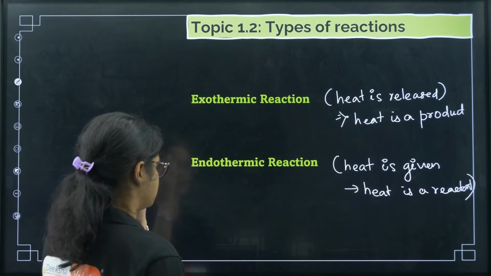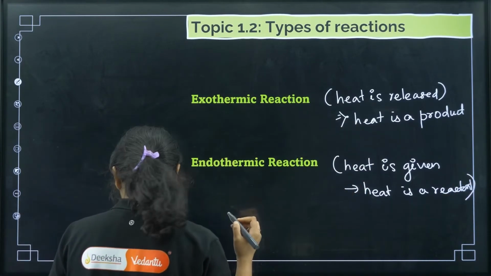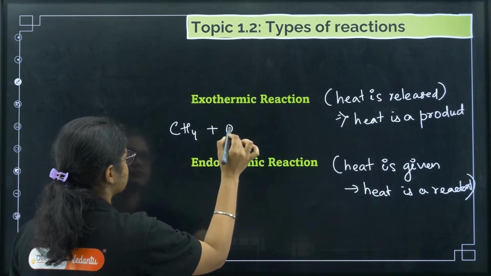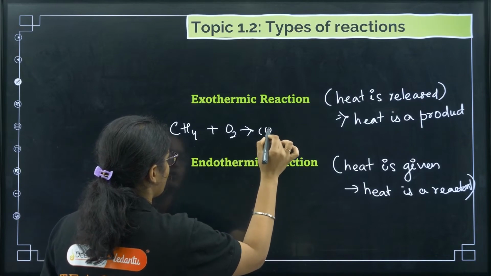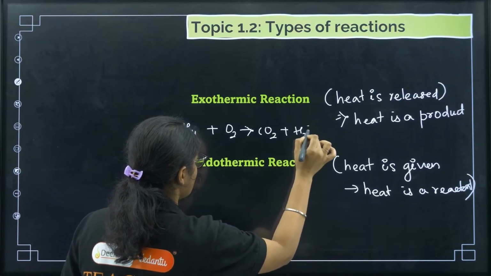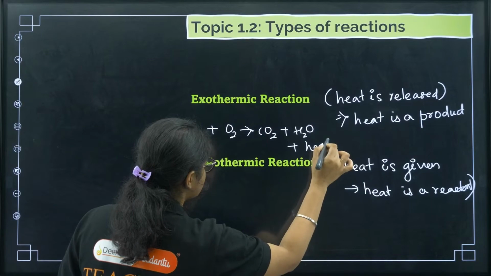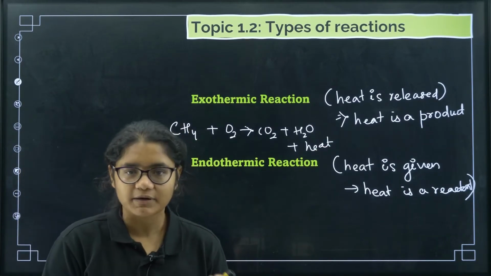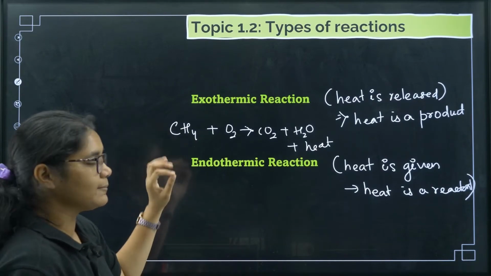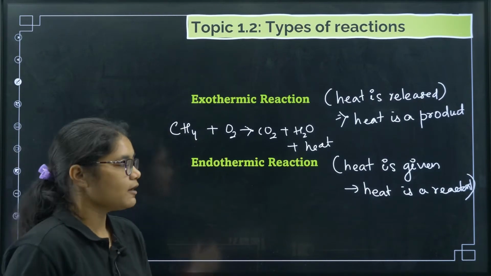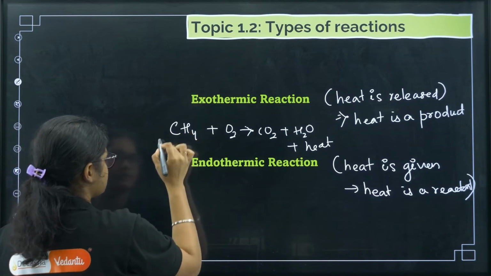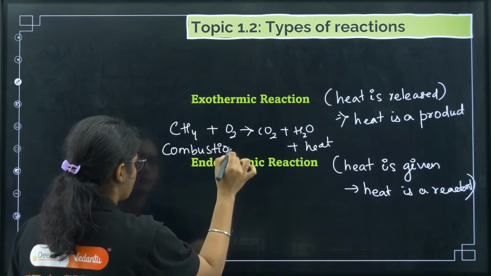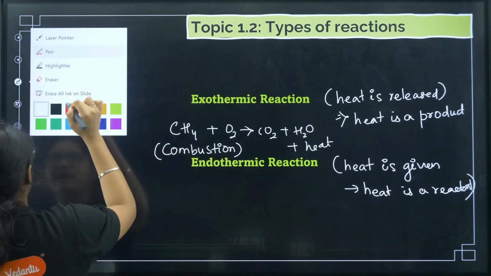Now we can see examples. For an exothermic reaction, take a combustion reaction. For example, CH4 plus O2 will give you CO2 plus H2O plus heat. Heat is produced in this reaction and the temperature will increase. So this is an example of an exothermic reaction. These are combustion reactions.